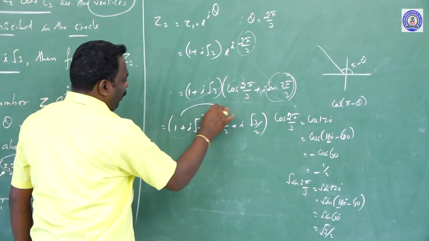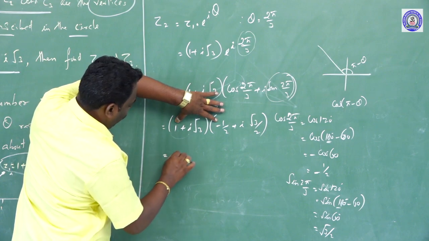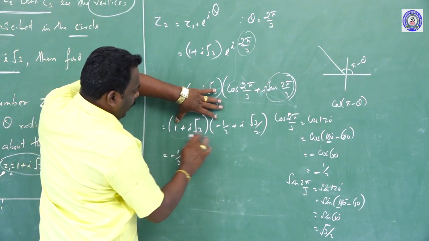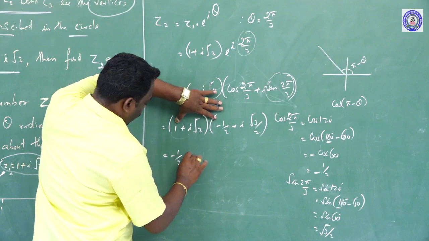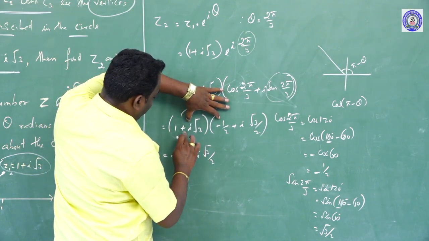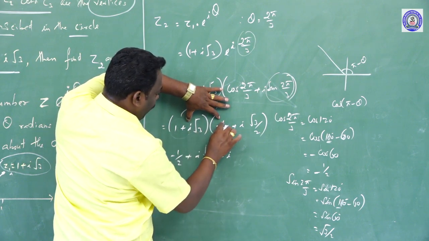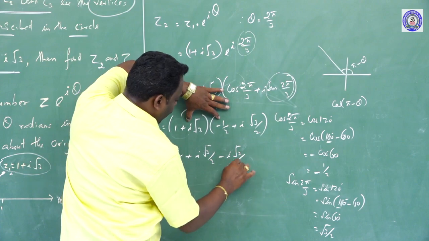So, now we just multiply these two brackets. Then 1 into minus 1 by 2 is equal to minus 1 by 2. Then 1 into plus i root 3 by 2 is equal to plus i into root 3 by 2. Then multiply this one, plus i into minus i, into root 3 by 1 by 2, gives root 3 by 2.